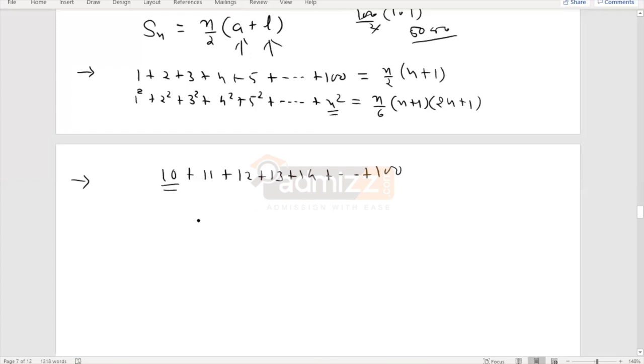But if you want to use this formula, then you have to start from 1 to 100. So 100 by 2 in the bracket, 100 plus 1, minus what? 1 to 9. 1 to 9 means up to 9. So 9 by 2 in the bracket, 9 plus 1. So you have to subtract, then you can get the sum starting from 10 to 100. So in this way, you should have an idea about this.